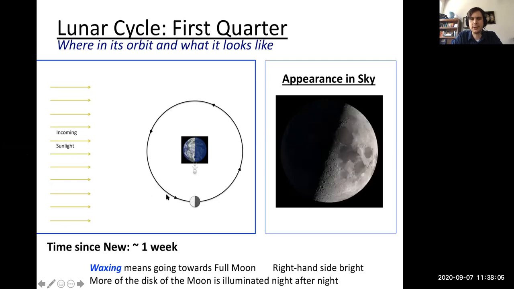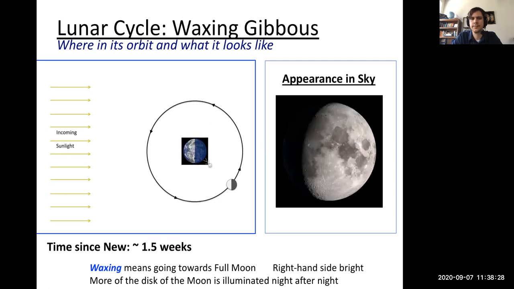Half a week later, now this person is looking up, and the right-hand side, they see as half of it as the day side, and the other half is the night side. So they would see half of the moon, the right-hand side of it, being in the day, and the other half being in night. They observe a first quarter moon.